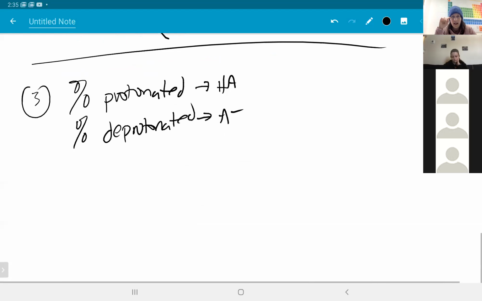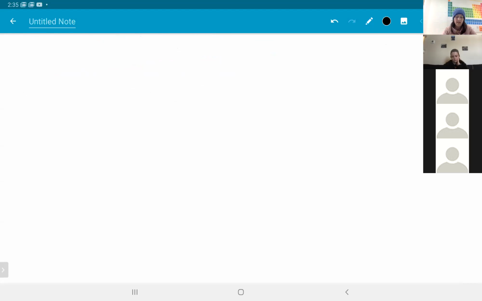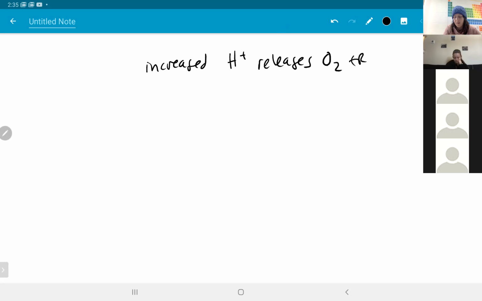And then we have one question about a review of the Bohr effect. So a quick review of the Bohr effect, which was also chapter four, is talking about hemoglobin. The Bohr effect is the effect that increased H+ releases oxygen from bound hemoglobins. So this is the Bohr effect.